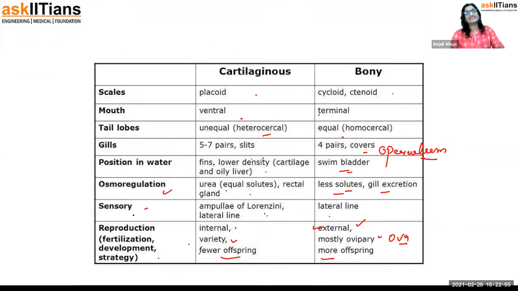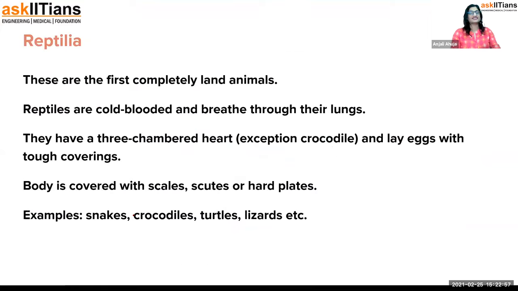Now let's move forward. The next thing that we have to understand is the reptiles. Guys, reptiles, they are the crawling animals. They're the first completely land animals which are coming out of the water. Because fishes are aquatic, then there are amphibians. I should have told you amphibians first, but that's fine in the sequence. Reptilia is here. Amphibian is having the dual life.